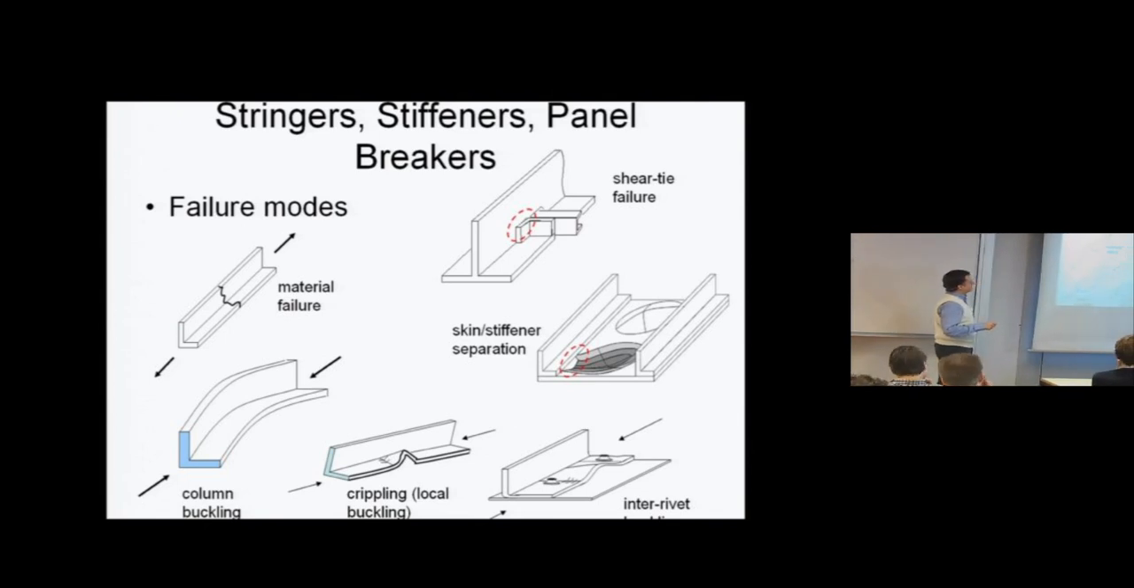And then skin stiffener separation. Imagine the skin here between these two stiffeners. When it buckles, this part is meant to come towards us, and this portion is meant to indicate that it's going away. It's the half wave moving away. That means the skin itself tends to pull itself away from the stiffener.